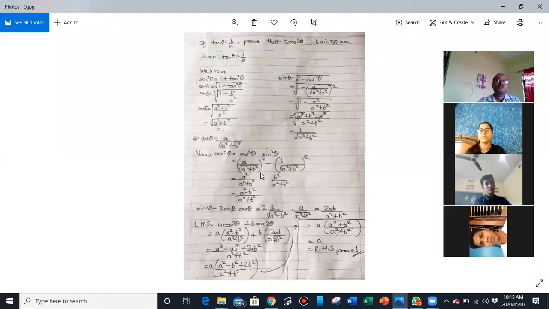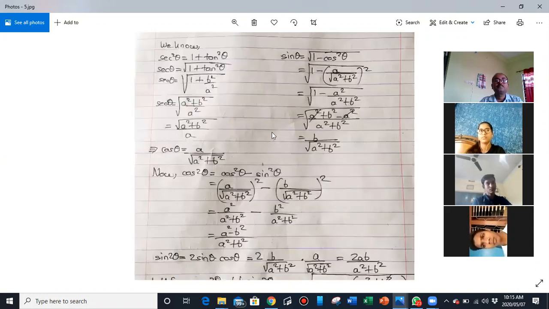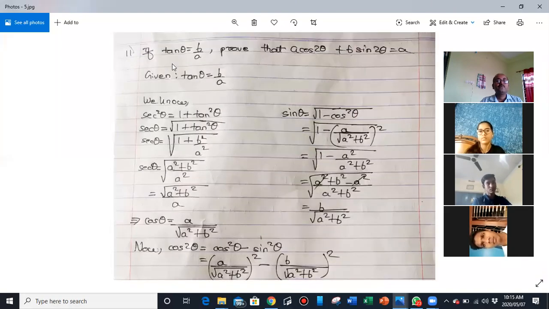So Siddhi had asked this question. I'll zoom it further. If tan theta equals b by a, prove that a cos 2 theta plus b sin 2 theta equals a. This was your question, Siddhi? Yes, sir.